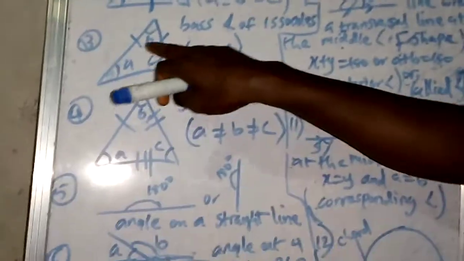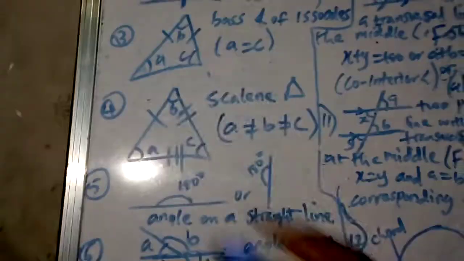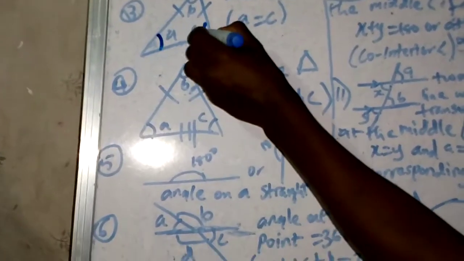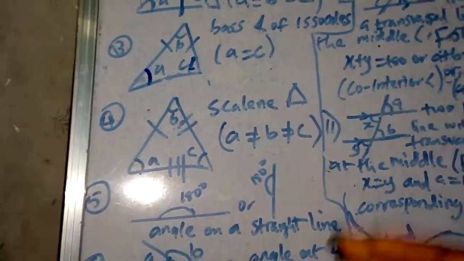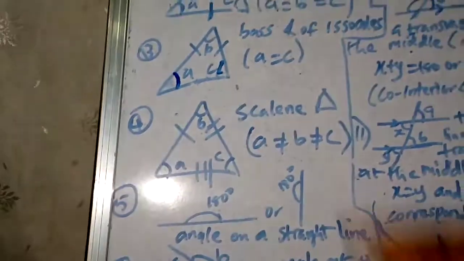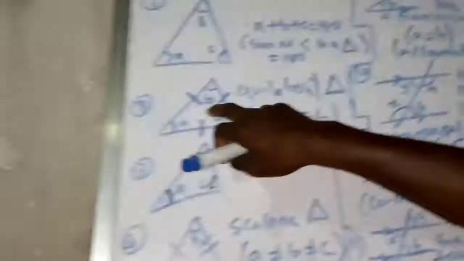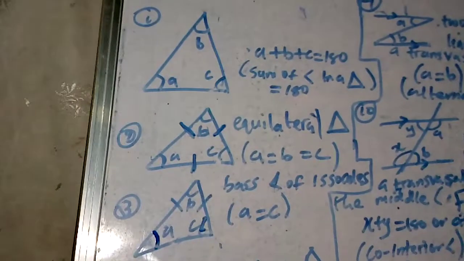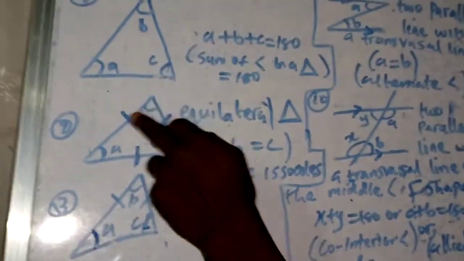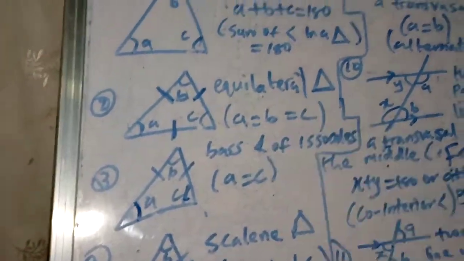The third reason says, looking at these two signs, this is telling us that angle A and angle C are equal. If angle A equals 30, angle C must equal 30. That's called base angles of isosceles. But back to the second one, this is called an equilateral triangle. That is, all sides are equal, A equals B equals C. That's an equilateral triangle.